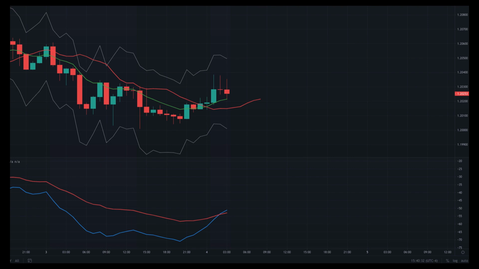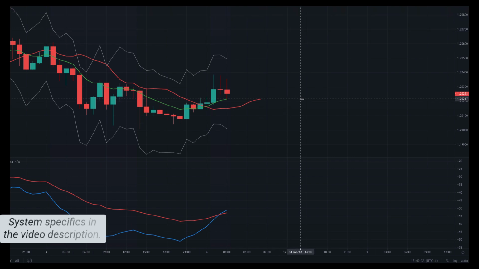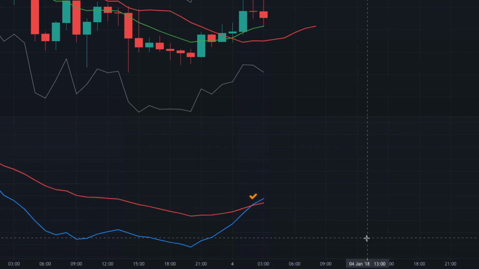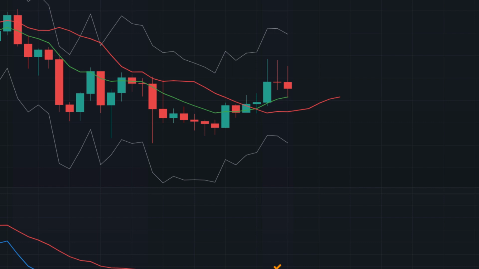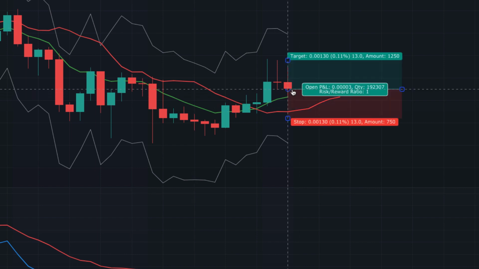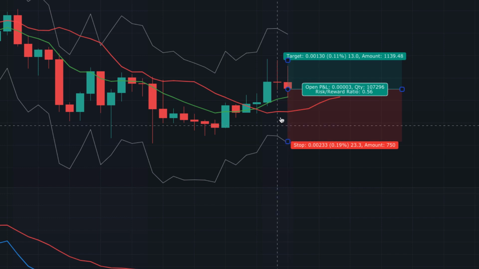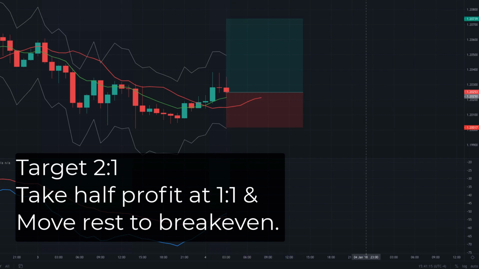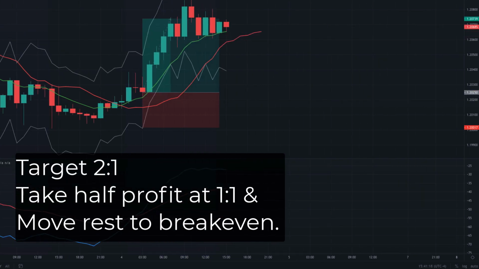Let's go over the rules and review a long entry. So we're looking for 3 things. Number 1, we're looking for the Williams oscillator blue line to be over the red line, which it is right there. We are looking for the green moving average to be above the red moving average with daylight in between, which it does right there. And then we are looking for price to close above the green moving average, and that happens on this candle right here. So that is our trigger candle. We are going to enter on the close, put our stop at the ATR line, and target 2 to 1. And let's see how this plays out. And that one is a winner.